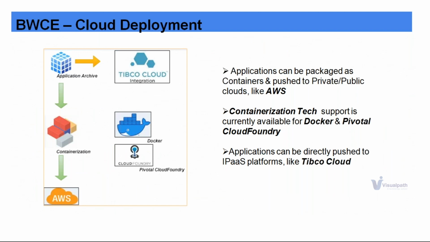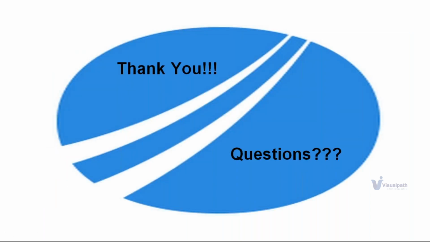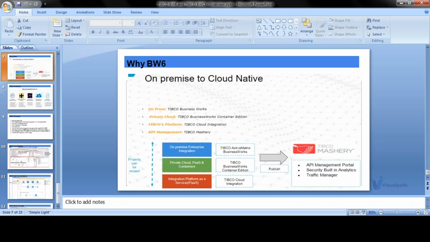Okay, so this is in a nutshell exactly how we do the containerization. This is the application archive. We can push it directly to the TIBCO cloud from the studio, since it is TIBCO to TIBCO. If we are opting for any general cloud deployment, we have to create that application and encapsulate it into a container, which is done either by Docker or by Cloud Foundry. After this containerization, we deploy these containers into any of the cloud platforms. Okay. So that's about the slide.